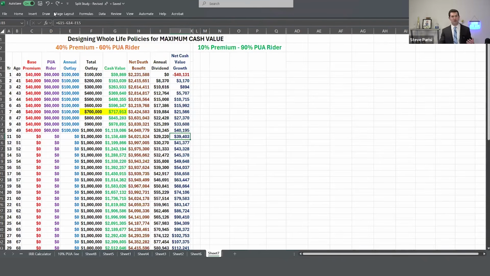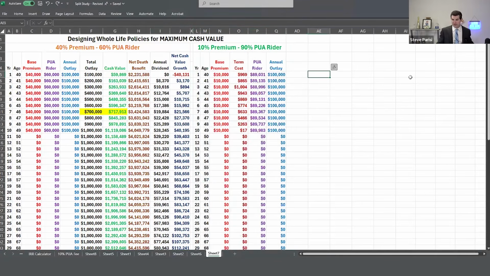So when I hear that someone should go with a 40-60 design because it gives them a higher dividend, my response is often, who cares? Because it's not showing me my bottom line in cash value growth. I often feel like it's a sales tactic because commissions are primarily generated from the base premium. That is just how it works. 40% versus 10/90 means 40% more in commissions up front.